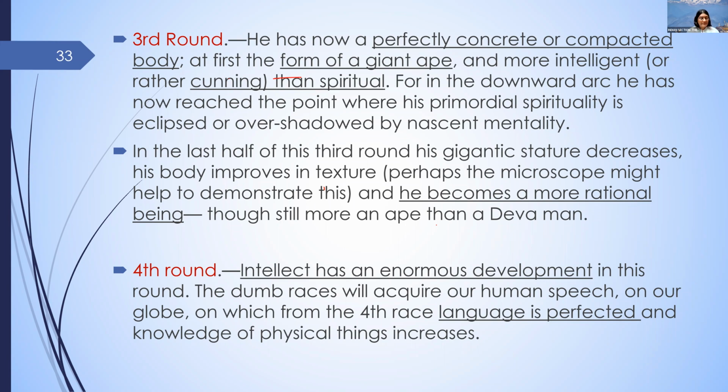About the 4th round, Mahatmaji mentioned, intellect has an enormous development in this round. That means physical intelligence, the lower mind or the Kama-manas, has an enormous development. The dumb races will acquire our human speech on our globe. So language communication evolved, and from the 4th race, language is perfected and knowledge of physical things increases. So the working of our rational mind has increased and languages have also developed. In fact, there is a whole study of how languages have evolved on Earth.